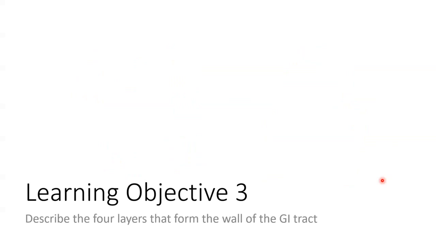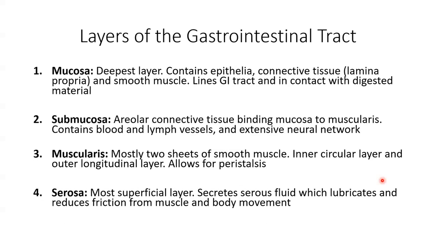Okay, so now we've looked at the organs or the structures that make up the gastrointestinal tract. We're now going to move on to learning objective number 3, which is to describe the 4 layers that form the wall of that long gastrointestinal tract. So the wall of the gastrointestinal tract from the lower esophagus all the way to the anal canal has the same basic 4-layered arrangement of tissues. The 4 layers of tissues from deep to superficial, so the innermost layer to the outer layer, are the mucosa, the submucosa, the muscularis, and the serosa.